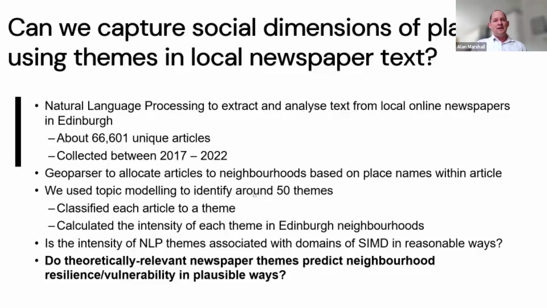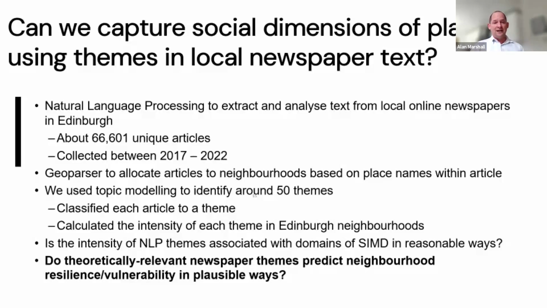So essentially what we did here is we used natural language processing to extract and analyse text from local online newspapers in Edinburgh. So we accessed over 60,000 unique articles between 2017 and 2022. And we used a geoparser to allocate articles to neighbourhoods based on place names within those articles. And then we used topic modelling to look for clusters in the words used within newspapers to identify around 50 themes that were using words that were connected in some way. So we classified each of these articles to a particular theme, and then we were able to calculate the intensity of each theme across Edinburgh neighbourhoods.